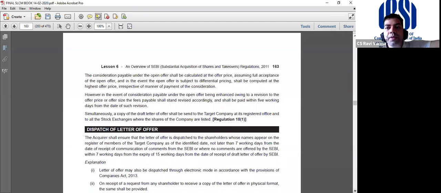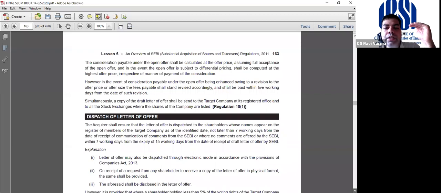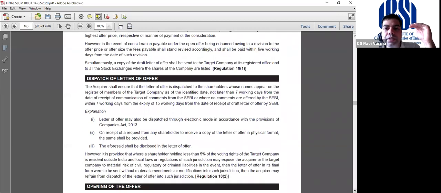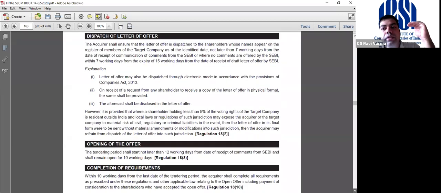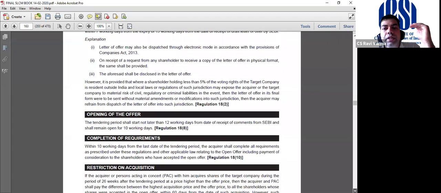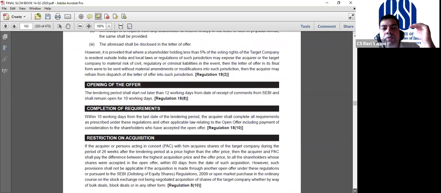So first is public announcement, detailed public statement. After the detailed public statement, letter of offer. Wait for SEBI comment for 15 days. Otherwise, within 7 working days, dispatch the letter of offer. Once you dispatch it, the opening of the offer starts. It means people will be required to tender the shares, and it will be open for 10 working days.